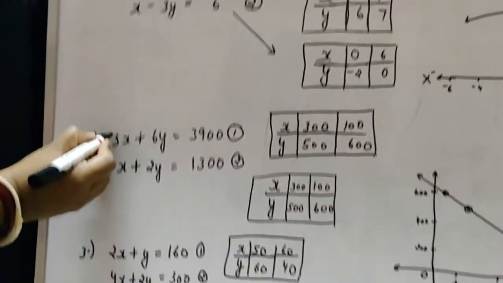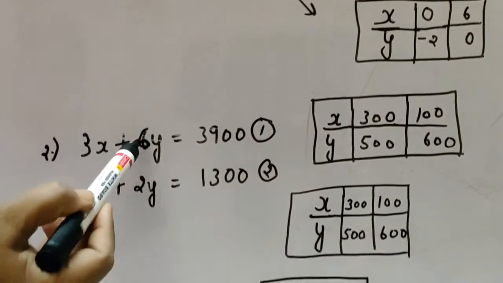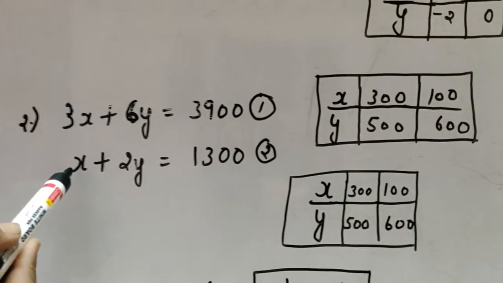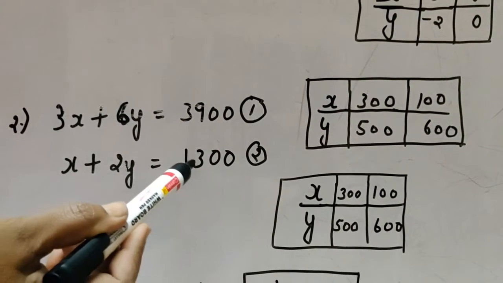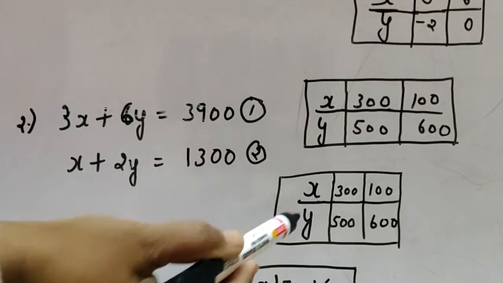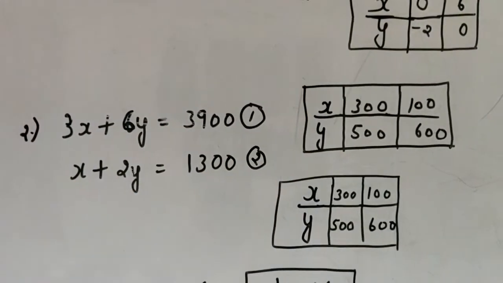The second question, yesterday we have discussed the equation. What was the equation? 3x plus 6y equals 3900, correct? And the second equation was x plus 2y equals 1300. The same way for both the equations, you have to find 2 solutions, minimum 2 and at most 3, correct?